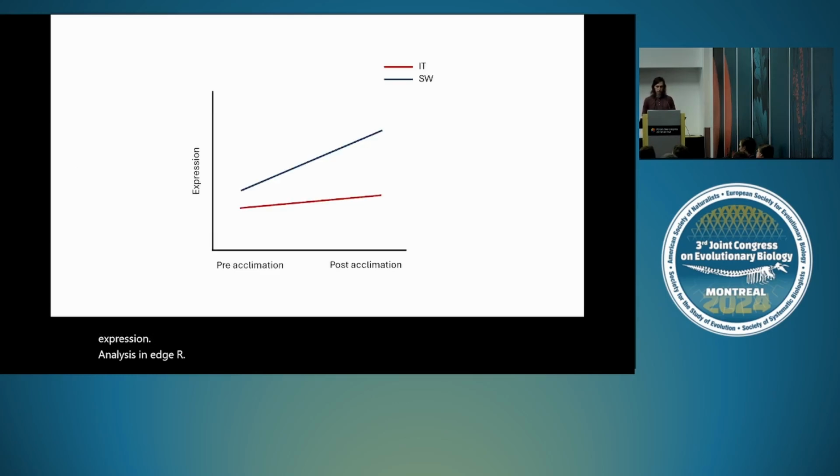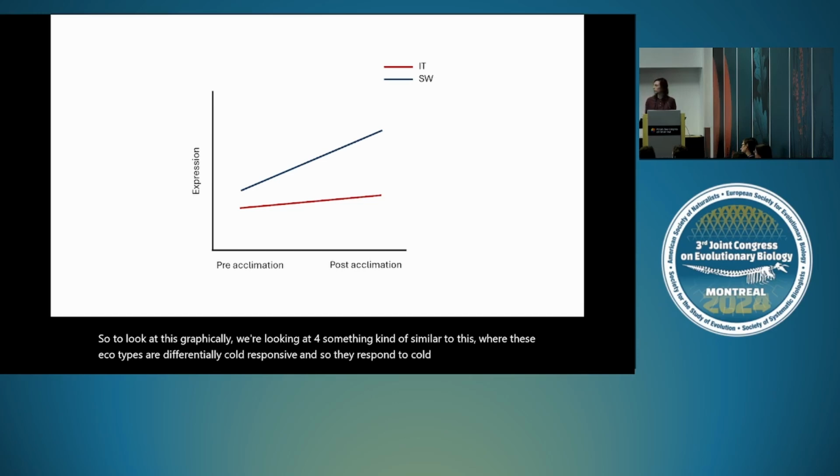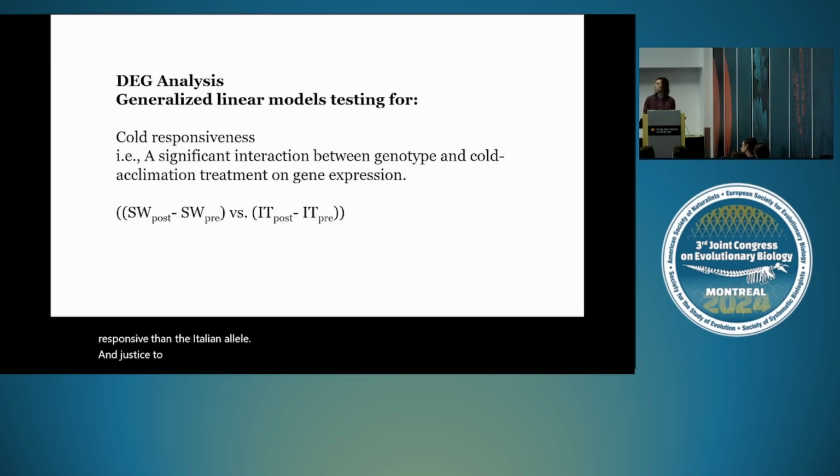So to look at this graphically, we're looking for something kind of similar to this, where these ecotypes are differentially cold responsive, and so they respond to cold acclimation, represented by this higher slope, specifically in the Swedish ecotype from pre-acclimation to post-acclimation treatments. So this Swedish allele in this example would be more cold responsive than the Italian allele. And just to reiterate, we're doing this looking for cold responsiveness, which is a significant interaction between genotype and cold acclimation treatment on gene expression.